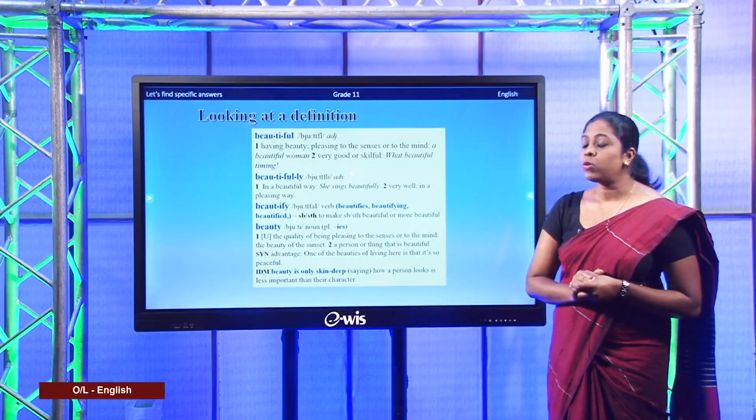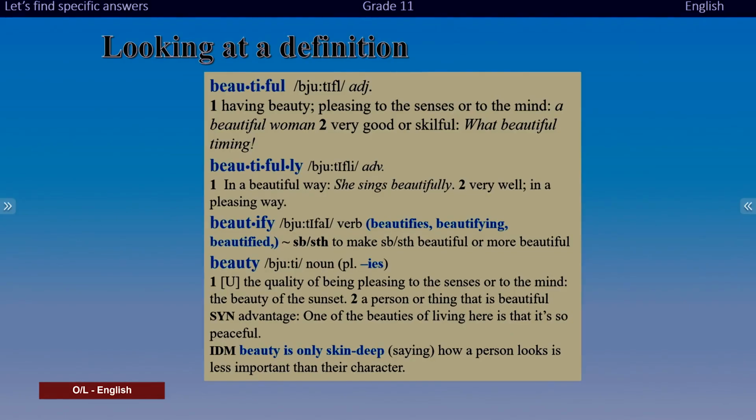Beautiful. What is this word? It is an adjective. How do you know? We have the abbreviation ADJ. And the second one, beautifully, hope you can see the abbreviation ADV, surely it is the adverb. And if you come down, if I take another word, you can see the word beauty, and that is a noun. Beautify is a verb.